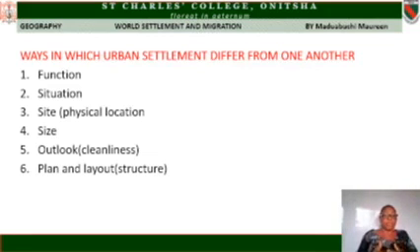3, site, physical location. Onitsha is located at the bank of River Niger, while Awka is located at the center of Anambra State. 4, size. Onitsha is bigger in size compared with Awka. 5, outlook, cleanliness. Some urban areas are clean, while some are not clean. Plan and layout, that's the structure. Some urban settlements are nucleated, while some are linear.